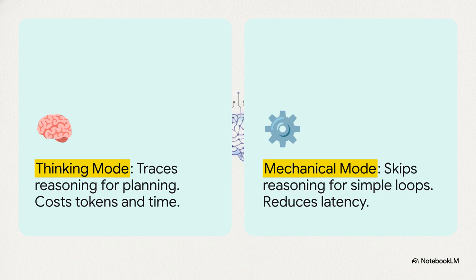For simple mechanical tasks, stuff like list directory, read file, write file, you really should switch to mechanical mode. It skips the reasoning trace, drastically reducing latency without sacrificing any quality for unambiguous loops. Just remember to switch this per request, not globally.